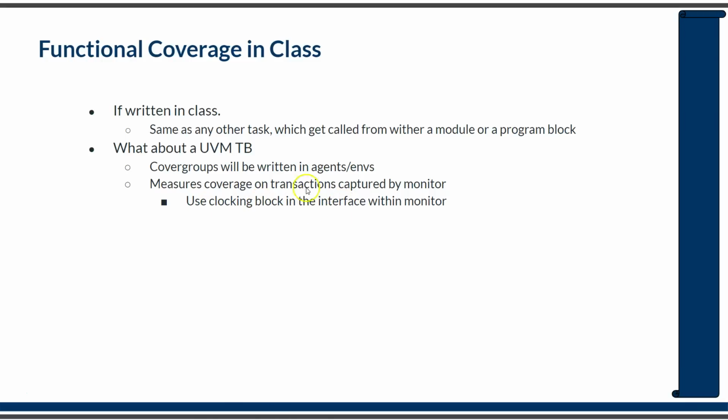So those will be sampled with the values of the pre-point region, and those transactions will be sent to the coverage items again using other functions. Therefore, while sampling in the coverage items, the cover groups in the coverage class, the sampling will be happening with the values of the pre-point region. So this is the case of a UVM based test bench where you write your coverage items in a class.